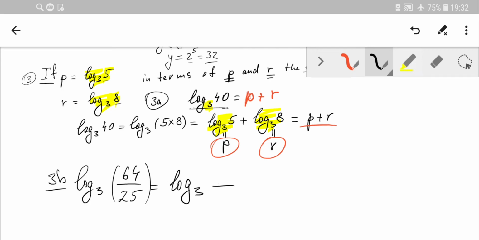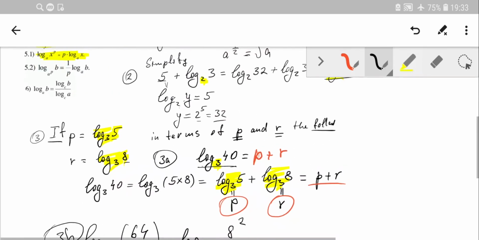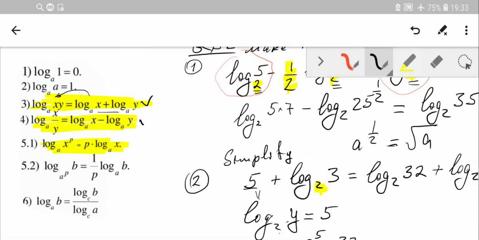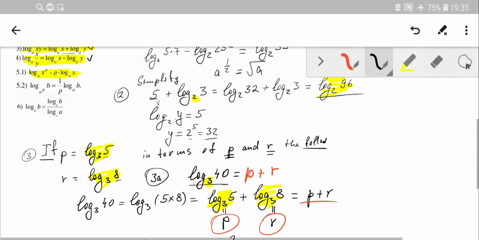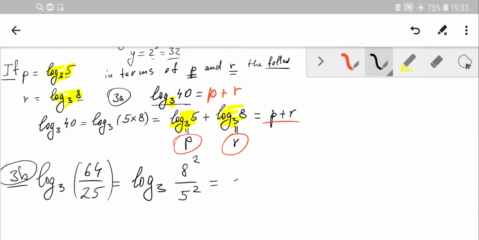So let's think one more time. How to make, instead of 64, obviously you need to get 8. So it's simply 8 to the power of 2, right? And what about 25? 25 is 5 squared, okay? What we're going to do now, we apply the property for division, the property for x over y. How can we apply that? We simply make a subtraction of logs. So we simply subtract two logs: log base 3 of 8 squared, and we subtract log base 3 of 5 squared.